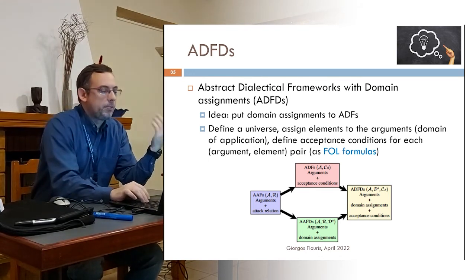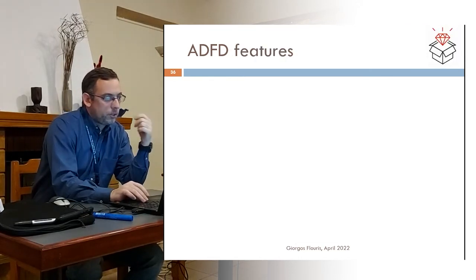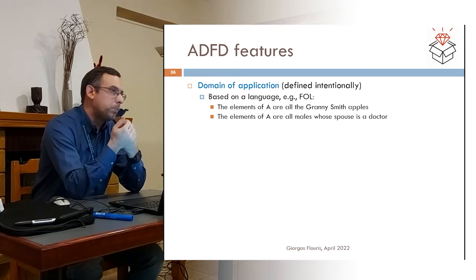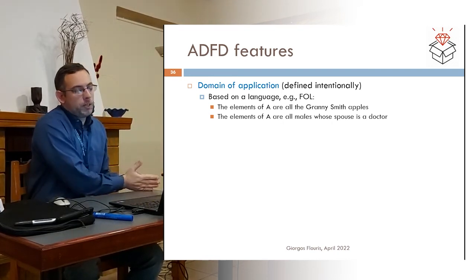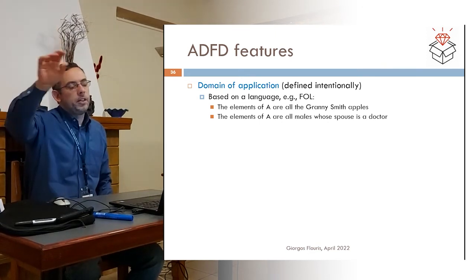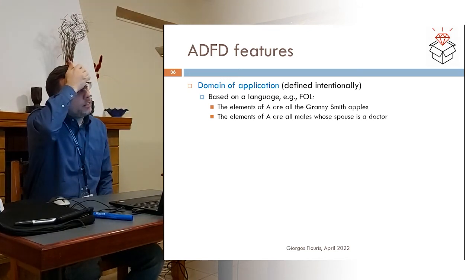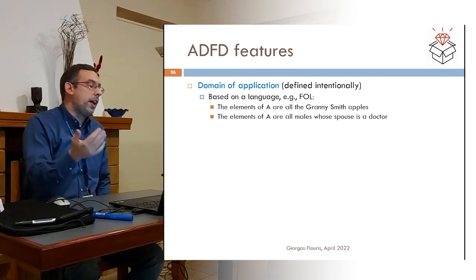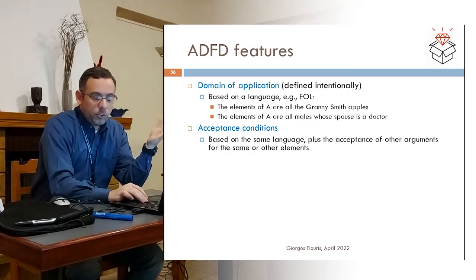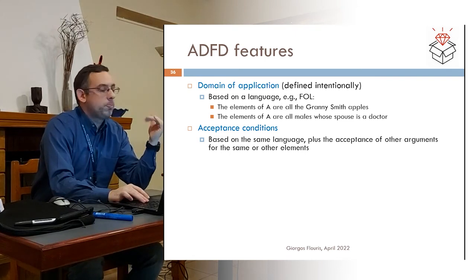This idea means that the acceptance condition can now be first order logic formulas, because you have also elements and arguments. A few details on this. First of all, the domain of application of each argument. In the previous part of my talk, I said that we define this extensionally, so we explicitly say which elements appear in each argument. Here we can do it also intensionally, based on a certain language. For example, in first order logic, we can say that the elements of A are all the Granny Smith apples, or the elements of A are all the males who spouse a doctor, or whatever you can think of. You define in this way the elements that are in the domain of application of a certain argument, and then the acceptance conditions are based on the same language plus the acceptance of other arguments.